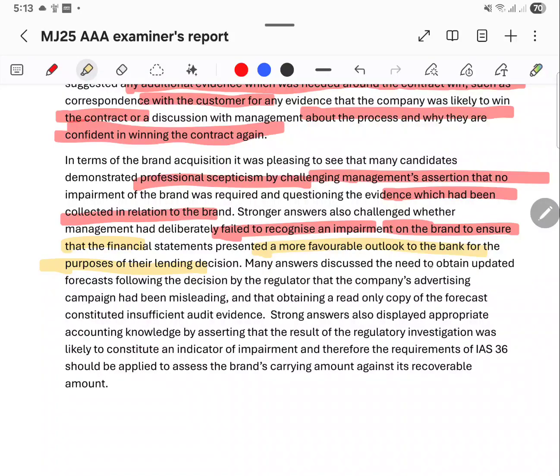Many answers discuss the need to obtain updated forecasts following the decision by the regulator on the company's advertising campaign being misleading. Obtaining a read-only copy of the forecast constituted insufficient audit evidence. Strong answers also displayed appropriate accounting knowledge by asserting that the result of the regulatory investigation was likely to constitute an indicator of impairment. Therefore, the requirements of IAS 36 should be applied to assess the brand's carrying amount against its recoverable amount.